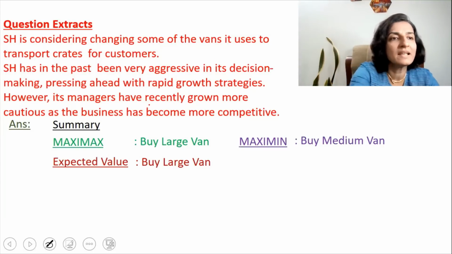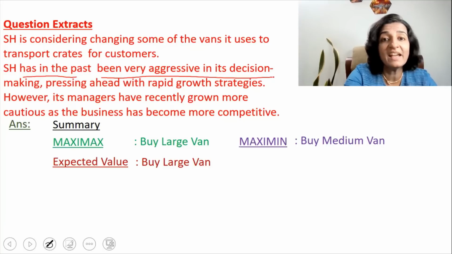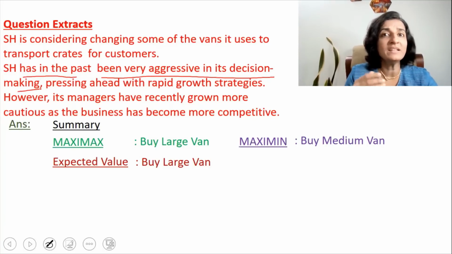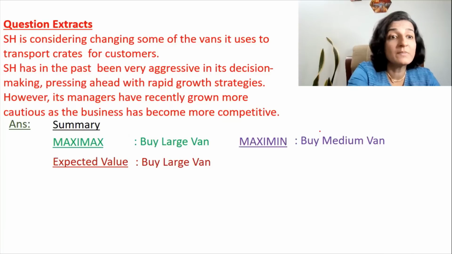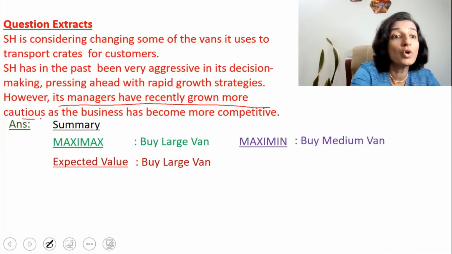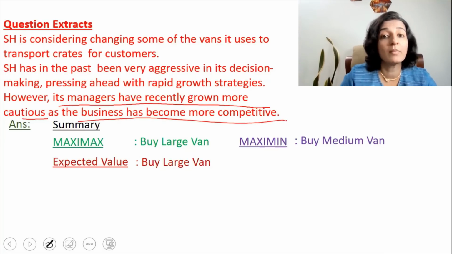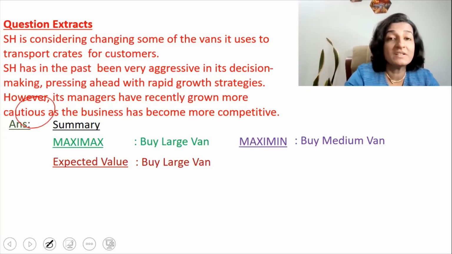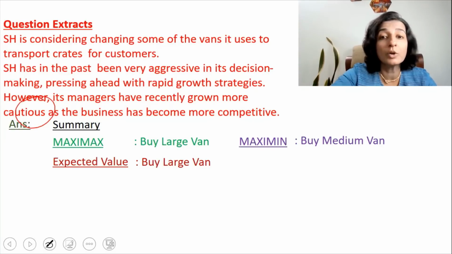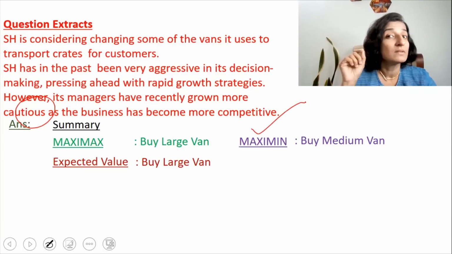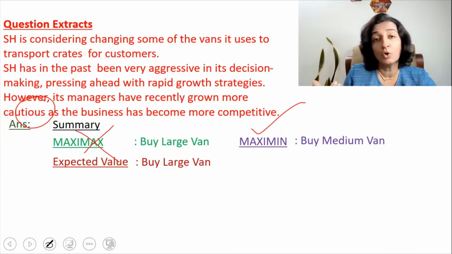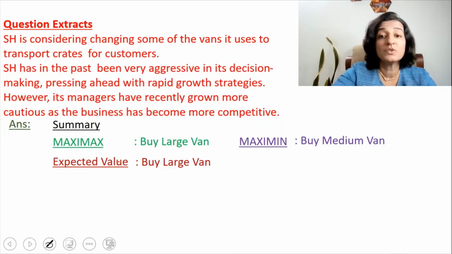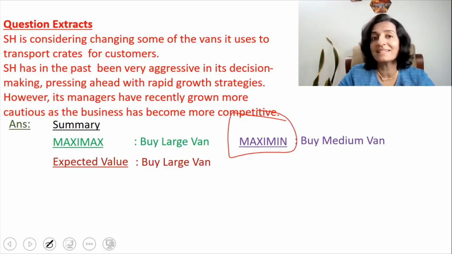Now coming to the next sentence, SH has in the past been very aggressive in its decision making. Aggressive means they are risk takers or maximax approach, pressing ahead with rapid growth strategies. However, its managers have recently grown more cautious as the business has become more competitive. Cautious means they will immediately adopt the maxi-min approach. So based on the risk attitude of the manager, we cannot adopt maxi-max because now they are no more aggressive. They are cautious, which means that we have to adopt the maxi-min approach.